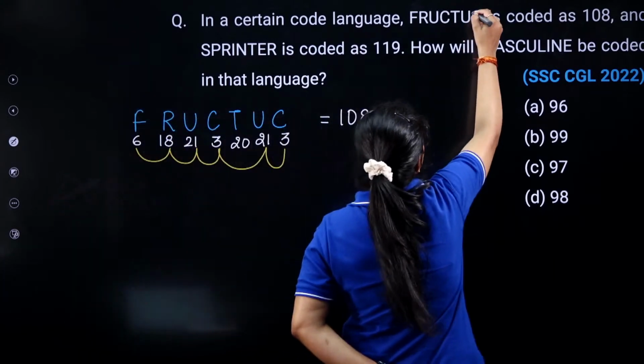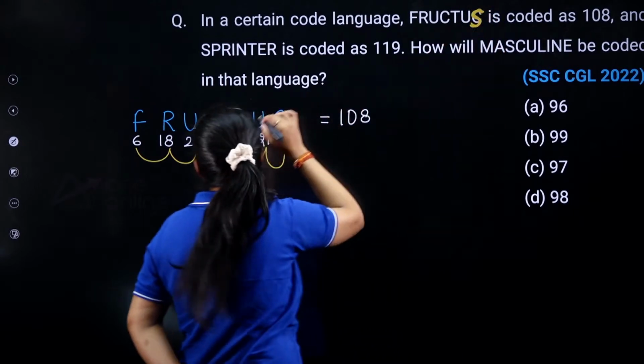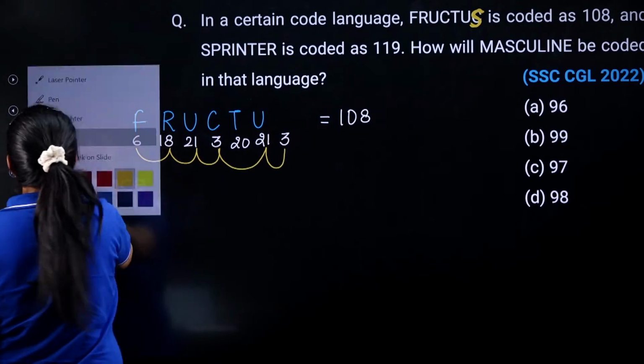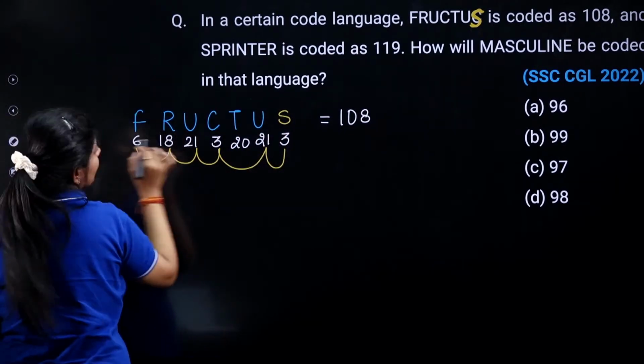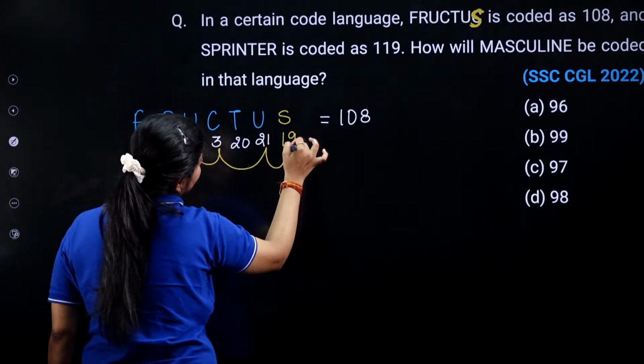Instead of this one, let's put S over here. This is not C, this is S. And S is associated with 19, not 3. Now you will get your pattern.